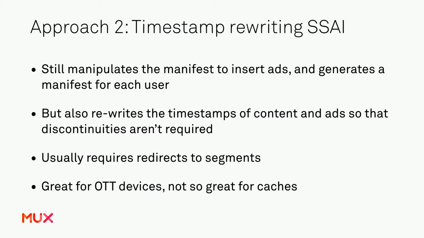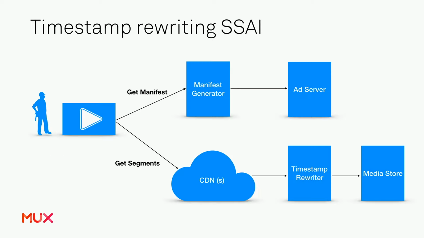There's a second approach that is less common, but interesting in its own way, which is timestamp rewriting. So it still generates a manifest unique to every user, but also rewrites all the time codes as you request segments. This means that there isn't a discontinuity between content and ads. You usually have to use a redirect to get between the content and the ad, but most devices follow those. This is pretty great for OTT devices. This is pretty terrible for caching strategies, and I'll talk a bit more about that later.